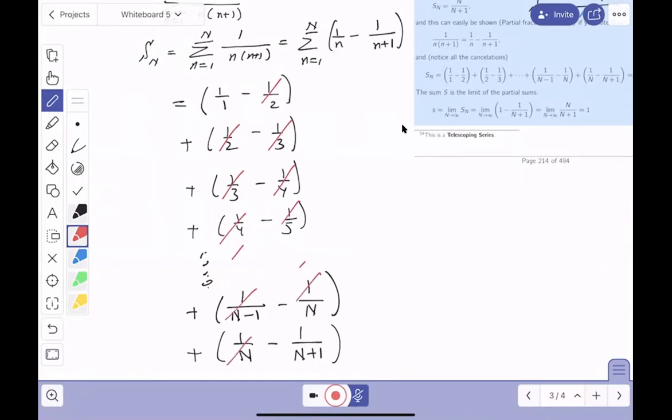All right. And what would I be left off with if I did that? All those cancellations, in the end, you'd be left off with 1 over 1 minus 1 over n plus 1.